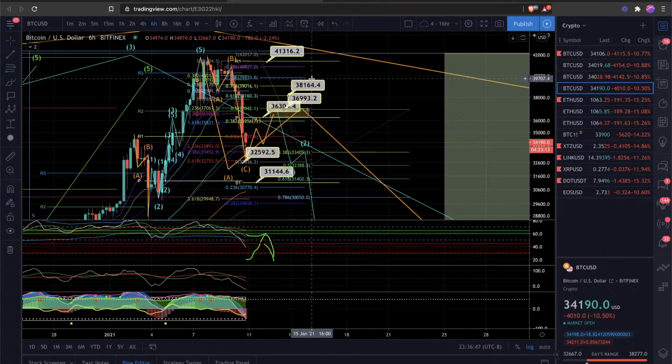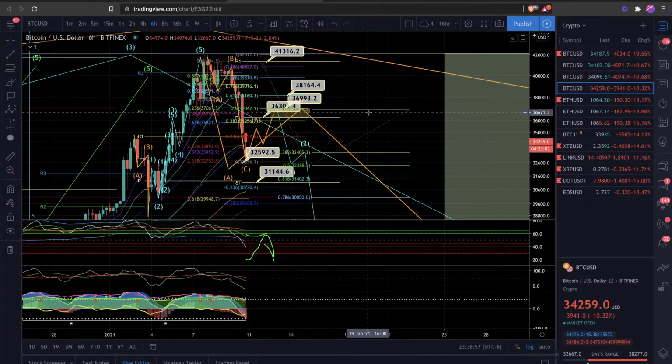Hope you guys got some money on this, and let's get some money on this bounce up, and really watch for that 36.3 to the 38.1. It's going to be the big zone of interest for me.